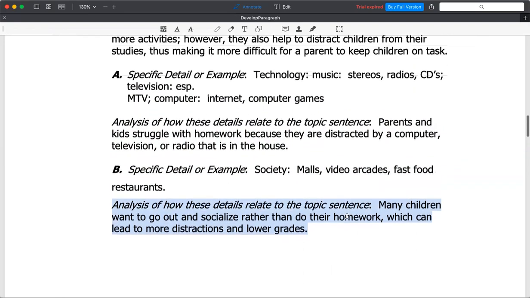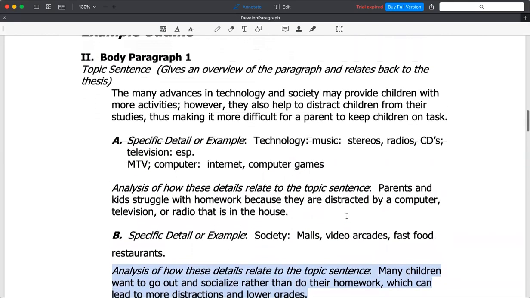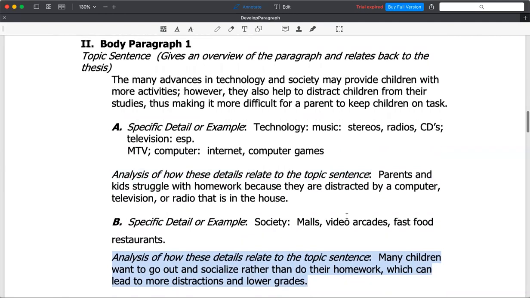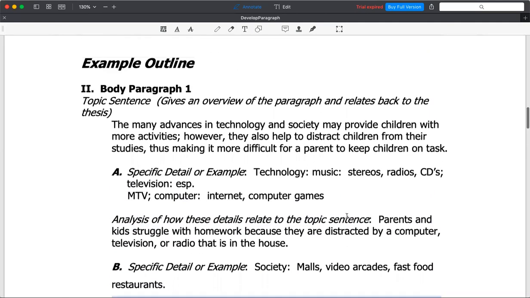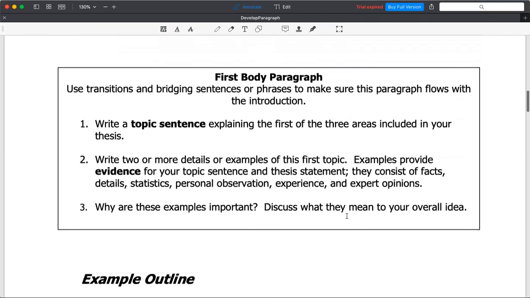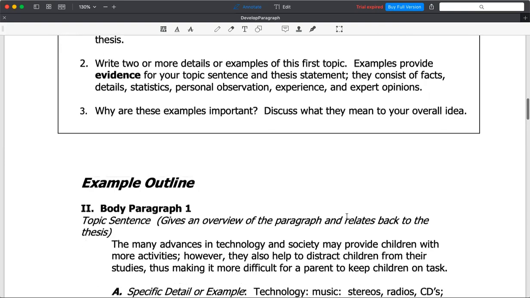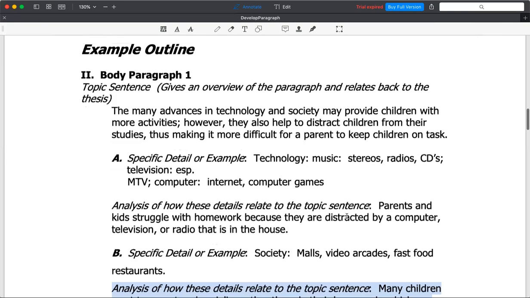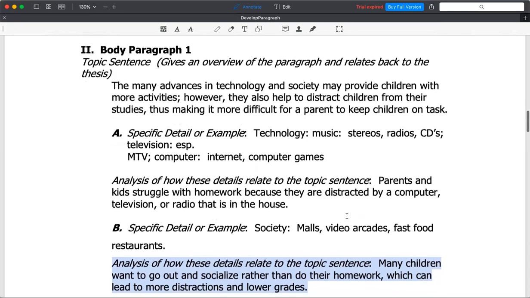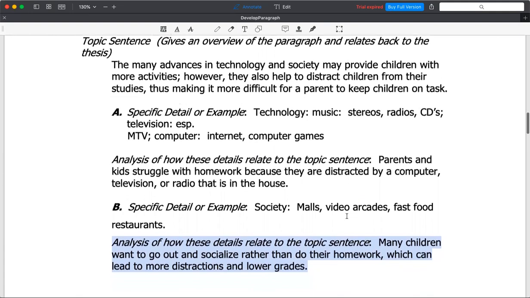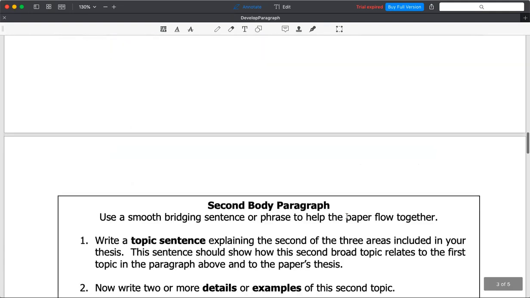lower grades. Remember, you can pause this video anytime that you want and review the details and examples. The template of the body paragraph is given. The second body paragraph and third body paragraph templates are absolutely identical to the first one. This is a good example of the organization: you must have a topic sentence with the examples and the analysis, and you must have the concluding statement.